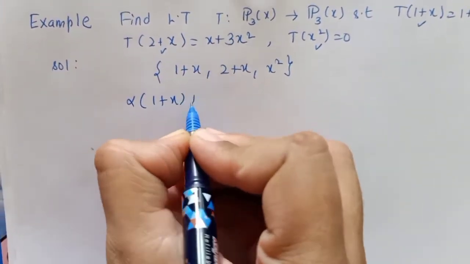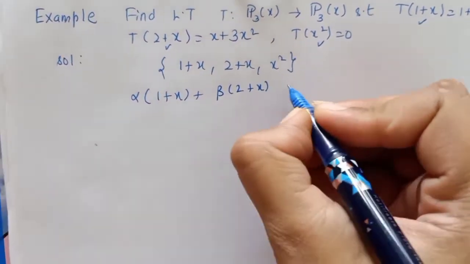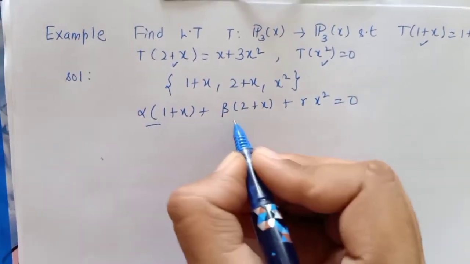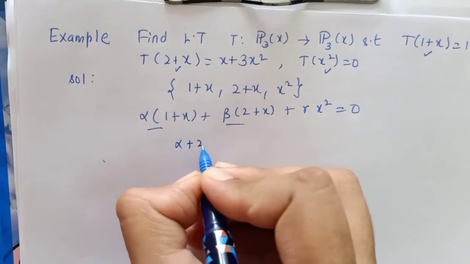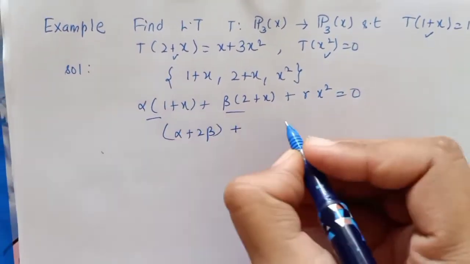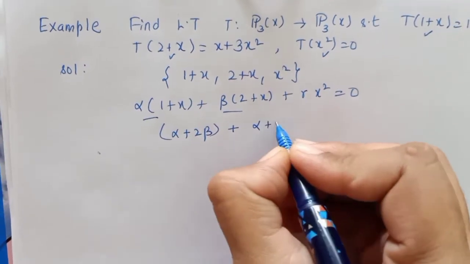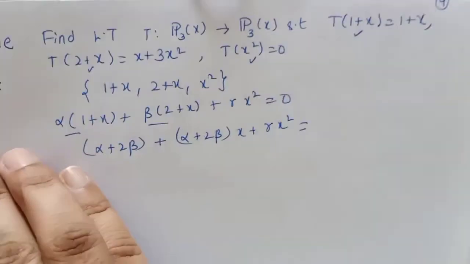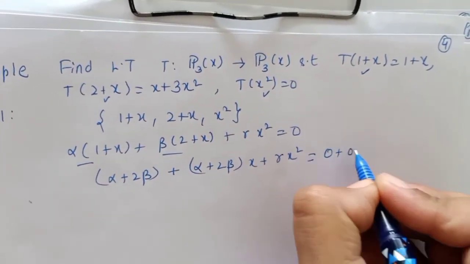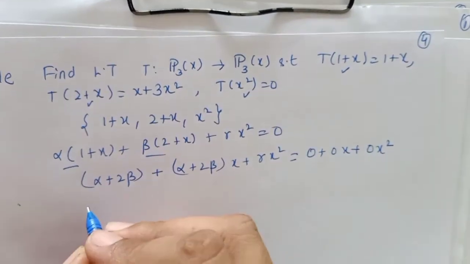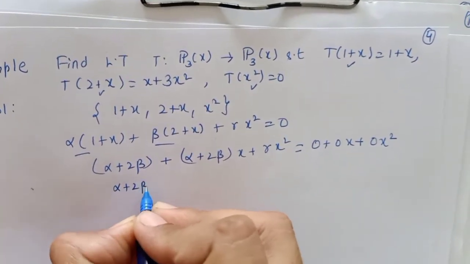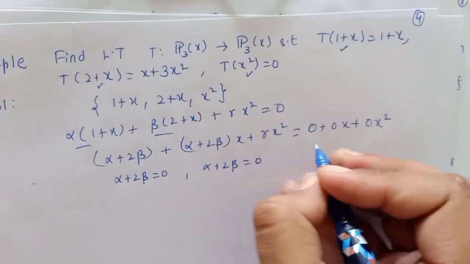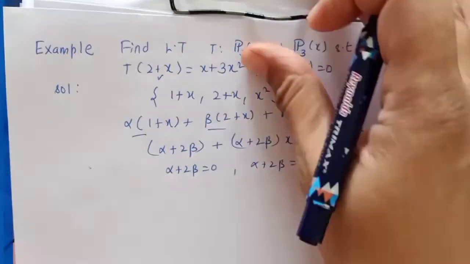So let us write the linear combination on the same lines as we did in the earlier example, and let us combine the constants. So this is alpha plus 2 times beta, with x this is alpha and this is 2 times beta, and then the terms with x square, is equal to, let me write this 0 as 0 plus 0x plus 0x square. Now compare the coefficients, so you will obtain alpha plus 2 beta is equal to 0, then alpha plus 2 beta is equal to 0, then gamma is equal to 0.